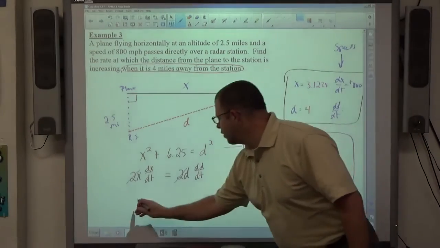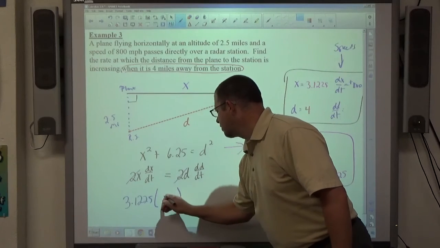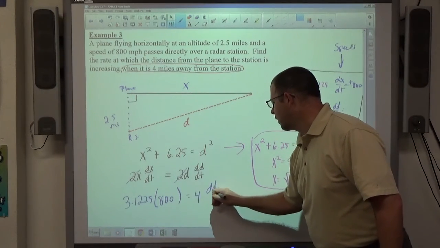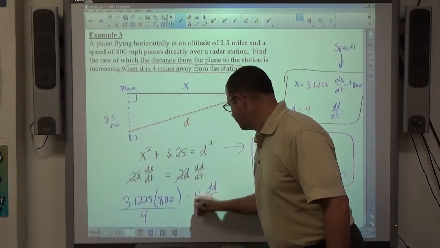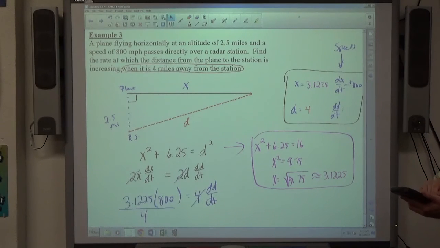x equals 3.1225. dx over dt is positive 800. d is equal to 4, and dd over dt is what we care about. All I have to do to get the answer is divide everything by 4. And then again, it's just a matter of using a calculator. 3.1225 times 800 divided by 4 is 624 and a half.